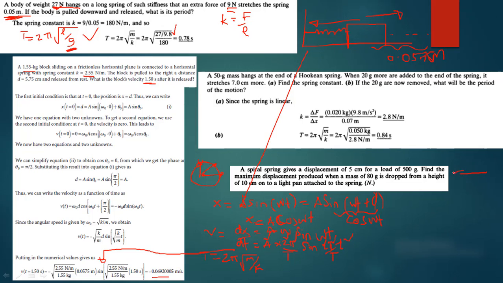So we have another example here. A spiral spring gives a displacement of 5 for a load of 500 grams. Find maximum displacement produced when a mass of 80 grams is dropped from a height of 10 centimeter onto a light pan attached to the spring. Okay, so this has something to do with energy change.